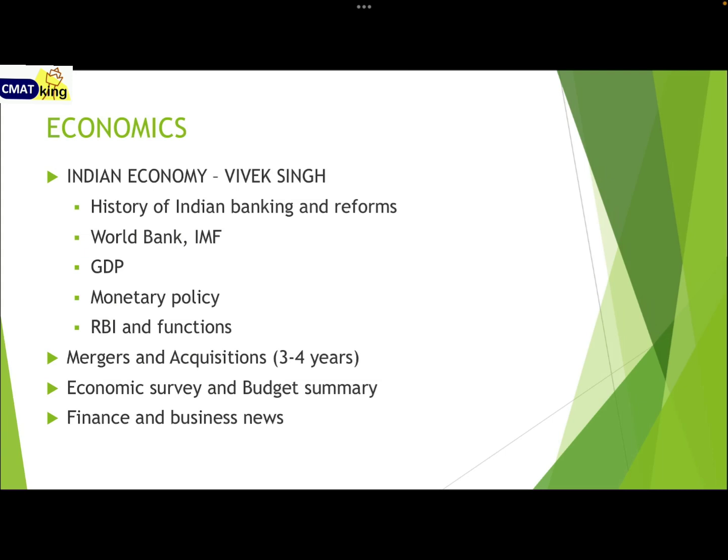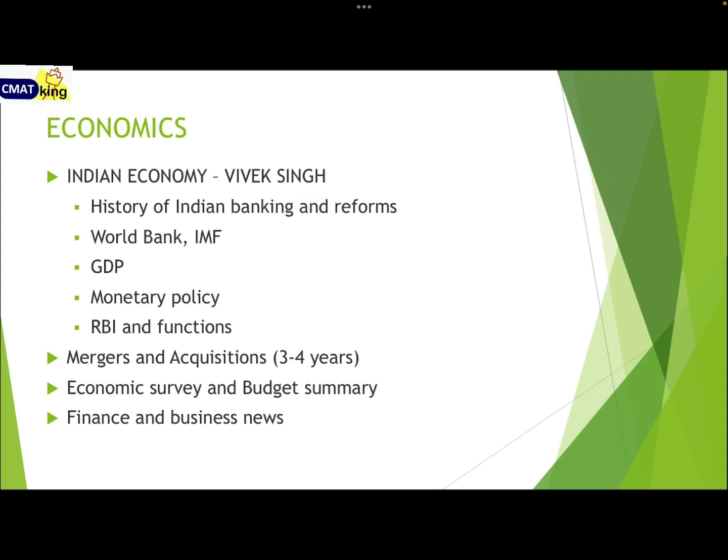Next would be economics. The source here is the book called Indian Economy by Vivek Singh. It is a very comprehensive book, and it will cover everything in detail, but it also covers it very concisely. So here are a few topics which are very important from the exam point of view: the history of Indian banking and reforms, World Bank, IMF, GDP and its calculation, monetary policy, RBI and its functions.